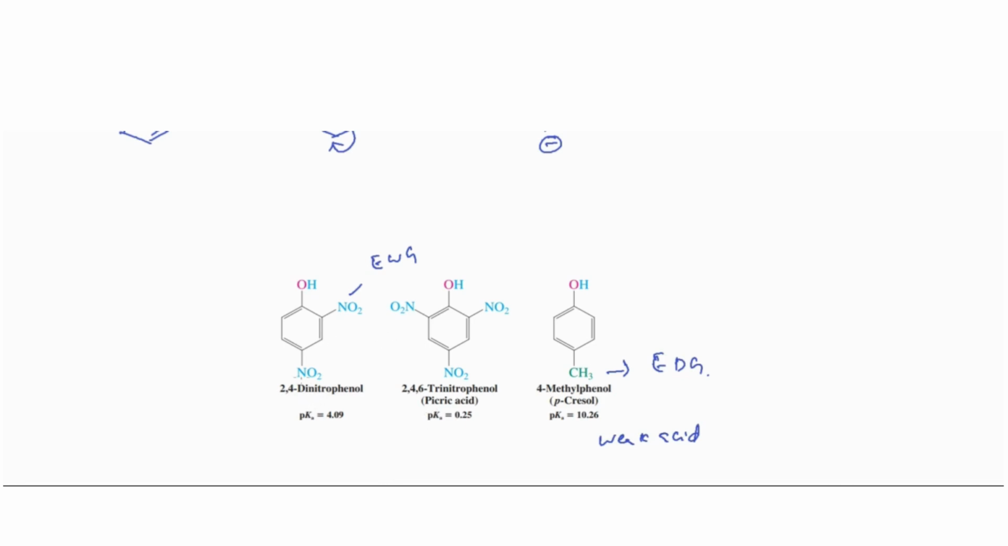In 2,4-dinitrophenol there are two nitro groups, and the pK value is 4.09. When you increase the nitro groups, in 2,4,6-trinitrophenol, that is picric acid, the pK value becomes lower. That means the lower pK value is highly acidic. So it clearly explains that electron withdrawing groups increase the acidity and electron donating groups decrease the acidity.